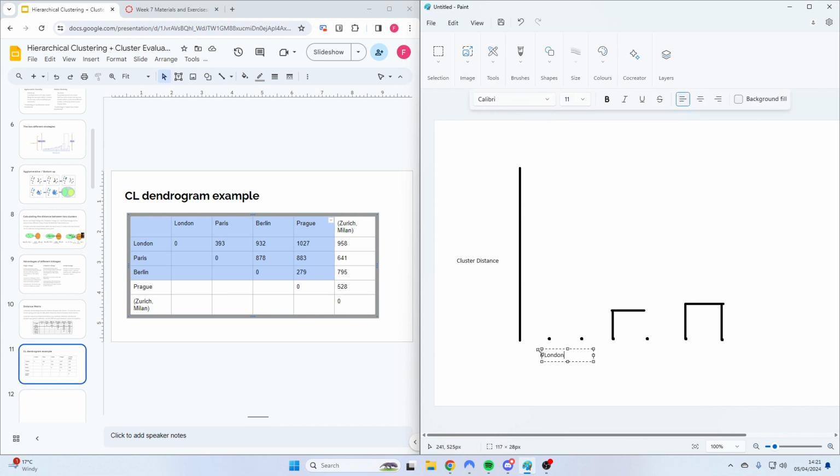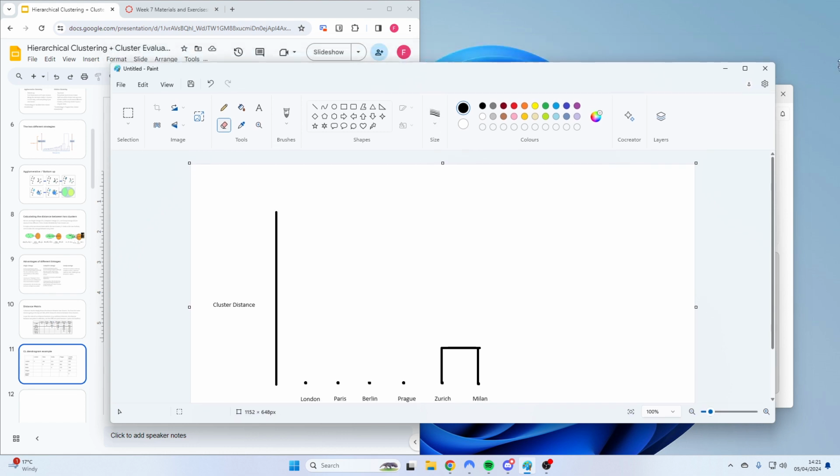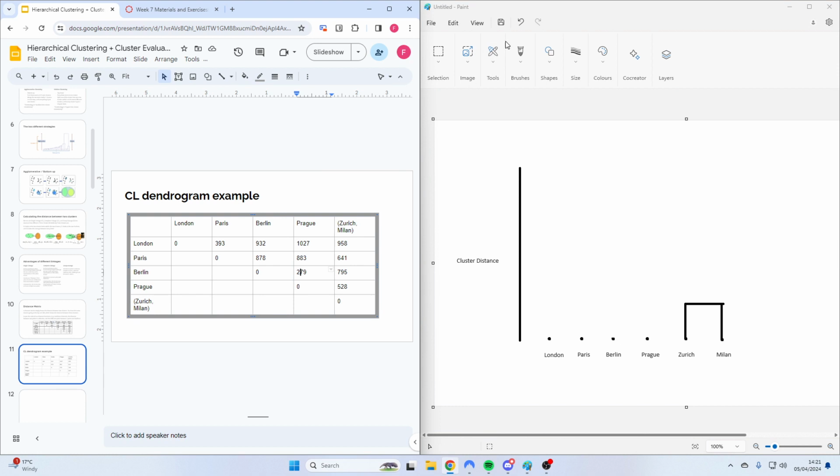Okay, so we've got London, Paris, Berlin, Prague, Zurich, Milan. Okay, so yeah, sorry, I forgot to do the distance. So the distance here we're looking at is 279. Oh, and I've lost this text here. Okay, so if we're going 279, our last one, Zurich and Milan, I think that was a little bit less, so this one's going to be a little bit higher. And we're just drawing the distance between these two. So Berlin and Prague, 279, probably about here-ish.